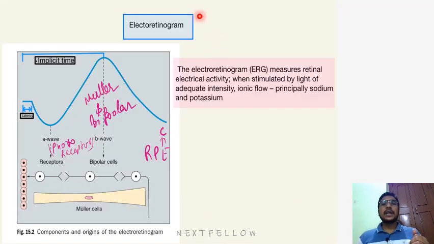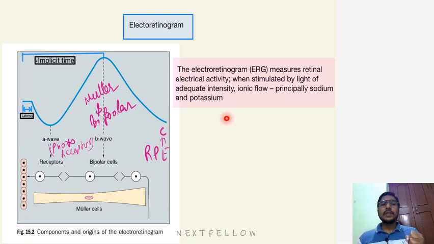So what is an electroretinogram? It is actually the electrical standing potential of the retina. That is, it measures the retinal electrical activity when stimulated by light of adequate intensity. Basically, the influx and efflux of the sodium and potassium ions play an important role and are responsible for this.